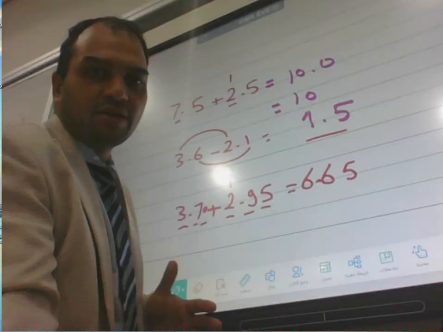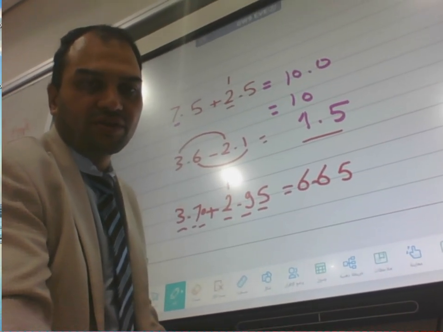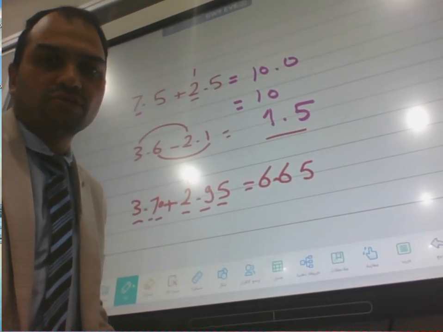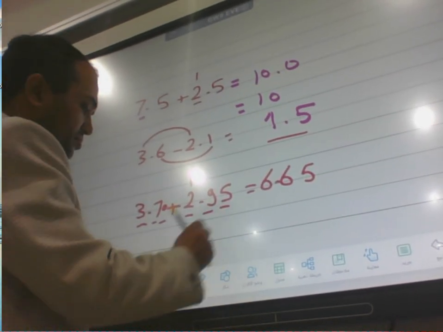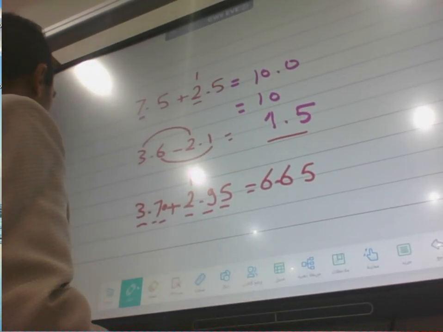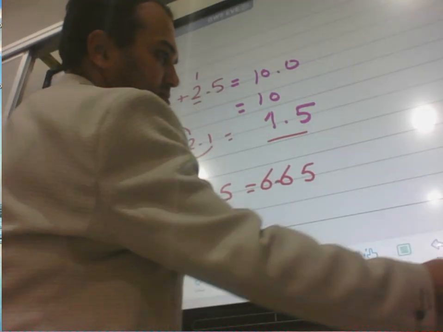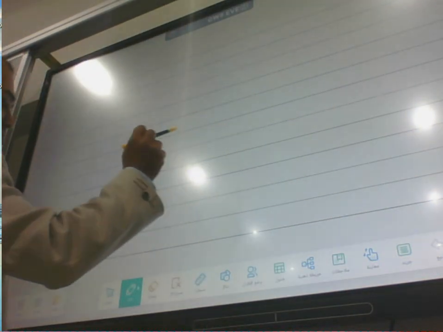Okay, understood? Now I will give you an extra example about addition or subtraction and also multiplication between decimal numbers. Look at here with me. Next example. Look at this with me here.